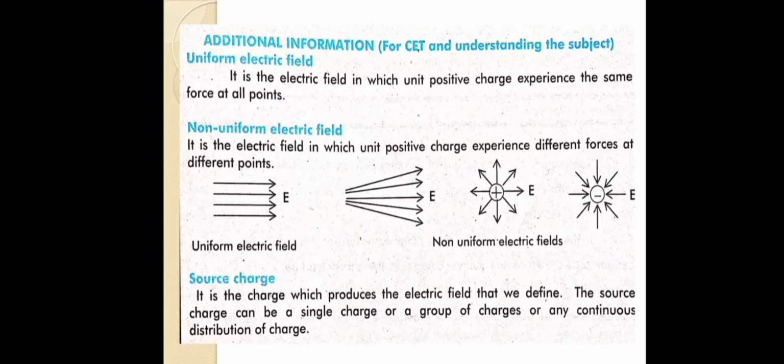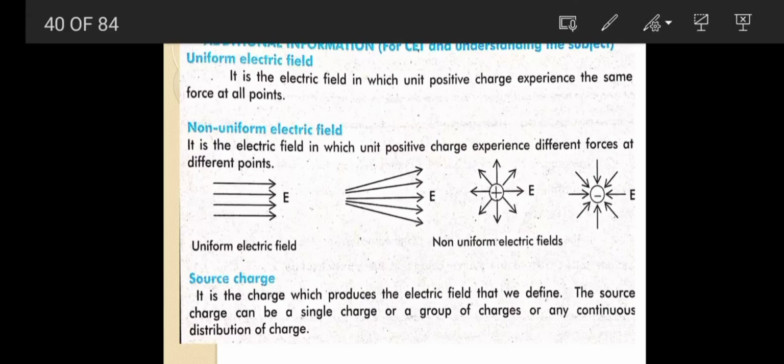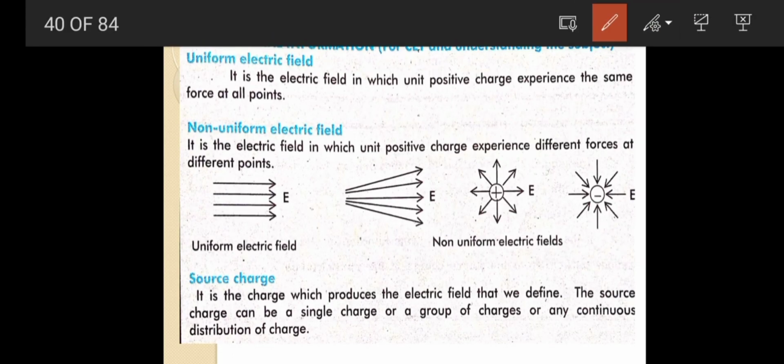Okay students, till now we have discussed the definition of electric intensity, what we mean by electric field, each and everything. In today's class, let us have a glance at the meaning of uniform electric field. The name itself suggests that something is uniform here. A uniform electric field is an electric field in which a unit positive charge experiences the same force at all the points.